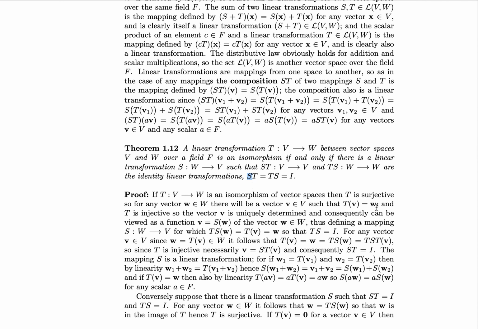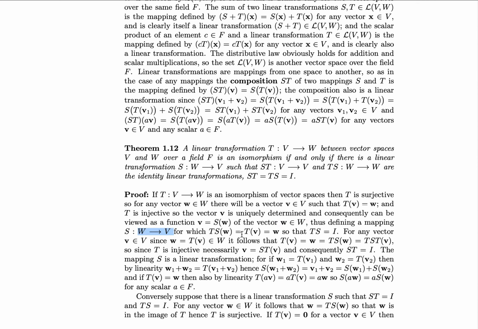Standard definition of surjectivity. And since T is injective, V is uniquely determined, so it can be viewed as a function V of S of W. That is, since this operation always exists and V is uniquely determined because T is injective, we can simply say: to W, associate back the element V, and that will be V equal to S of W for any vector W in W.